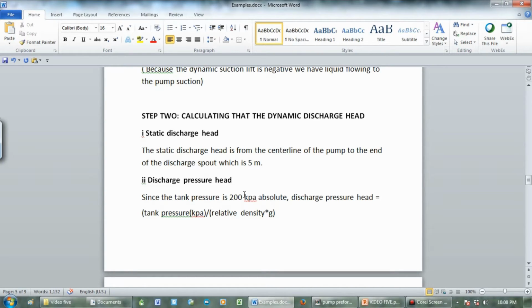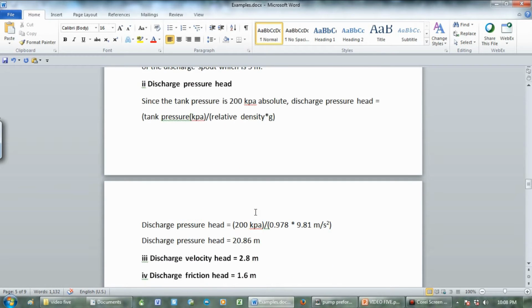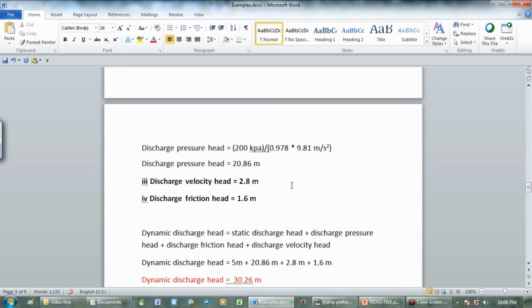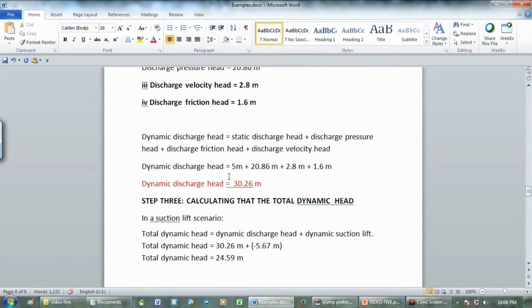Discharge pressure head. Since the tank pressure is 200 kPa absolute, discharge pressure head equals tank pressure divided by relative density times G. Discharge pressure head equals 200 kPa divided by 0.978 times 9.81 meters per second squared. Discharge pressure head equals 20.86 meters. We were given discharge velocity head as 2.8 meters. Discharge friction head we were given as 1.6 meters.